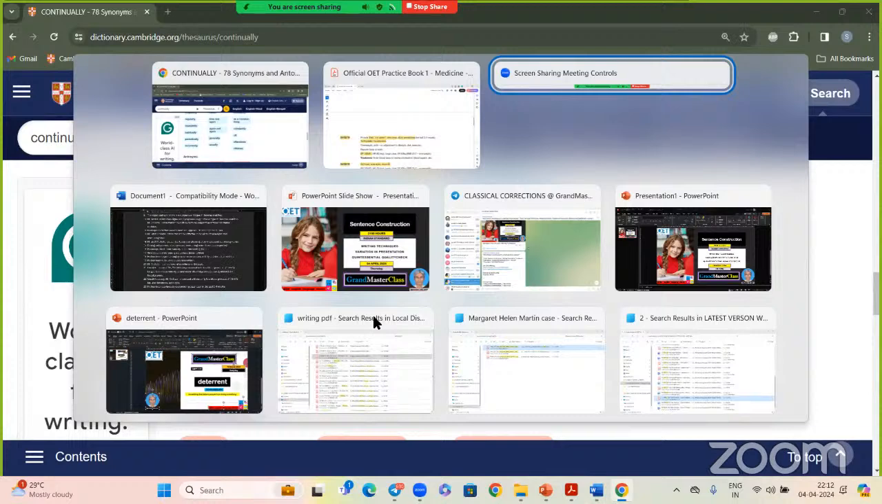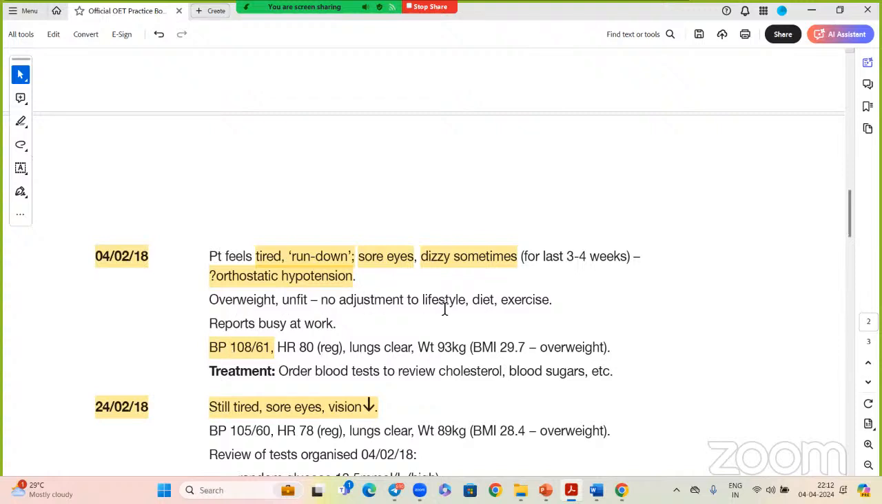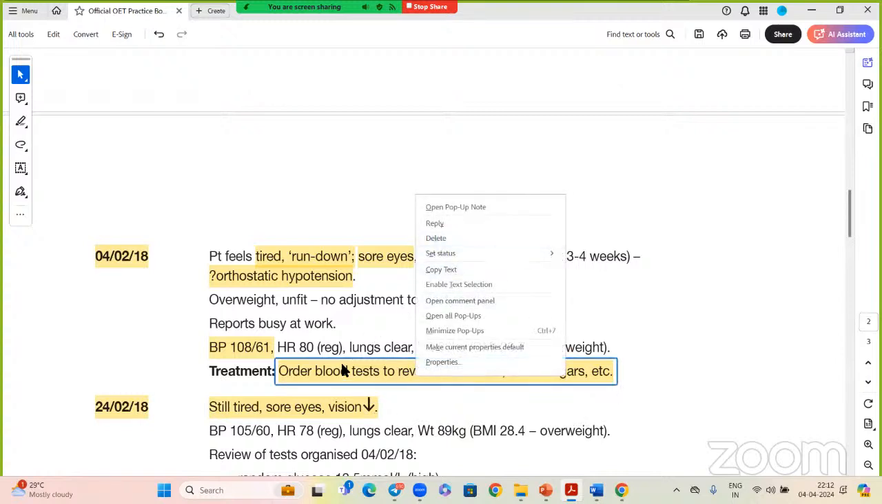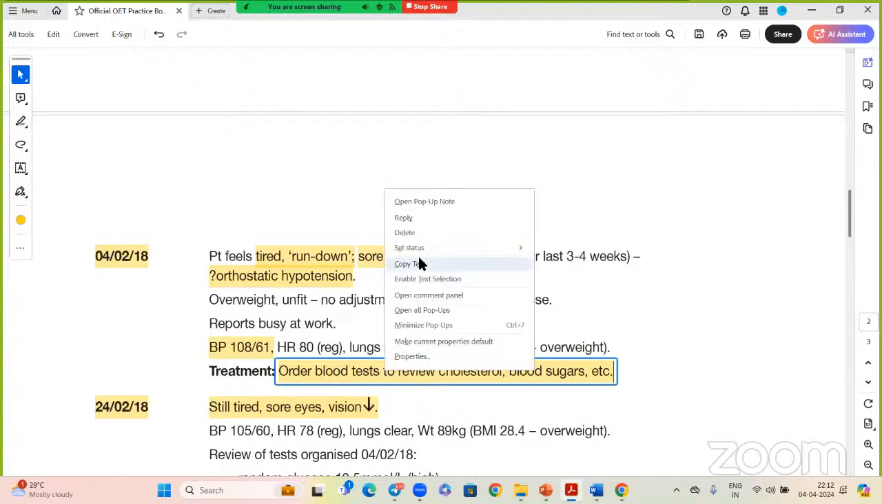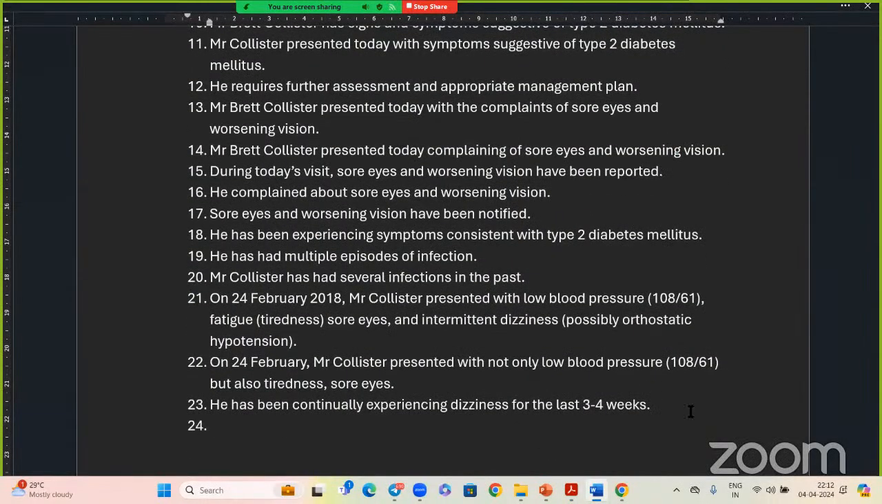Therefore, now what happened? Because of these things, what treatment did you give? You ordered blood tests, review cholesterol, blood sugars, etc. So this is important information. Because of these symptoms, you ordered blood tests. So let us take this point now. Okay. You ordered blood tests. Copy text. So what you did?